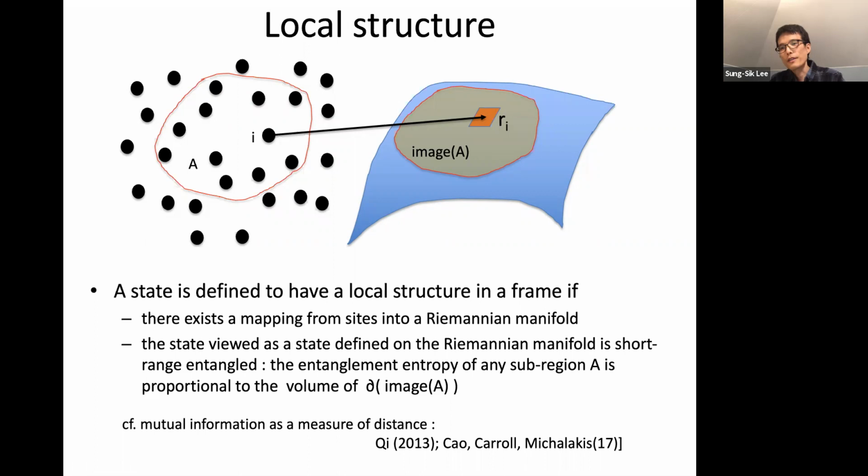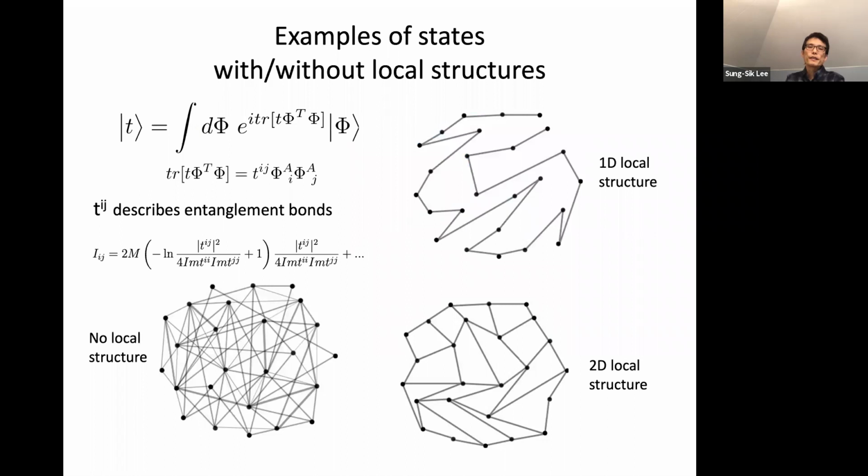Of course, this is a very stringent condition, and states that satisfy it are special states. Most states do not satisfy this condition, but this is my definition. What's special about the local structure is, again, when we view it as a state defined on some Riemannian manifold, it's short-range entangled. And now, instead of defining entanglement from the manifold, what we are trying to do is to define the manifold in terms of entanglement. That's the motivation.